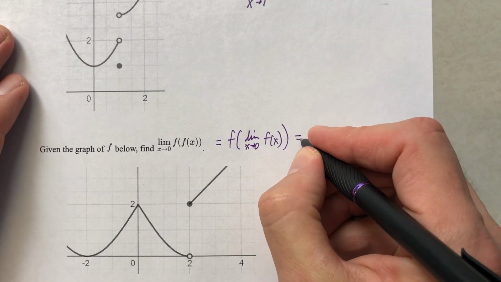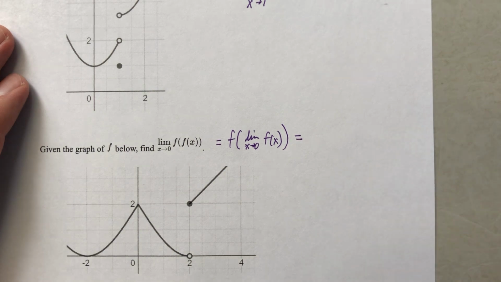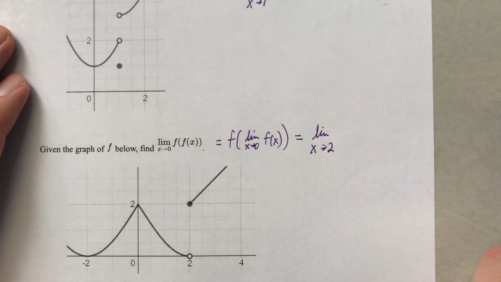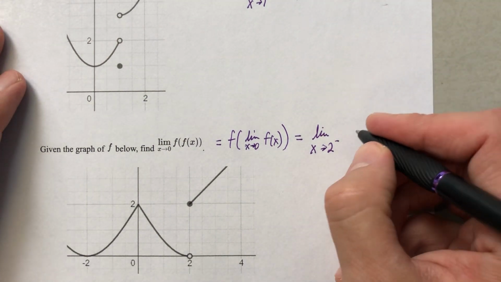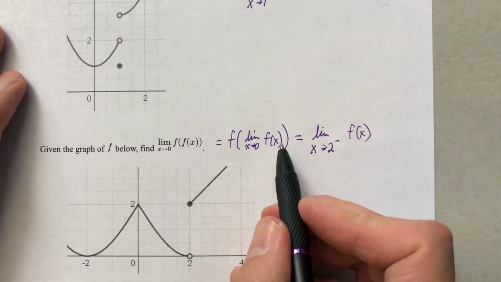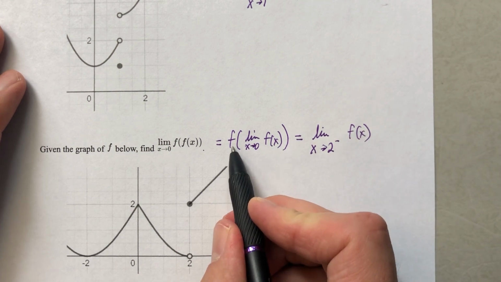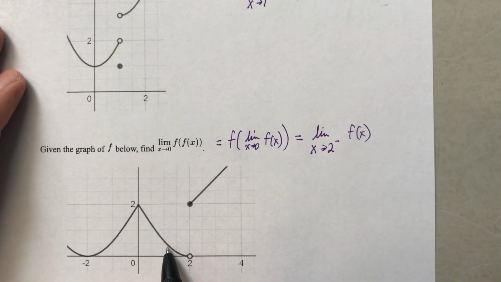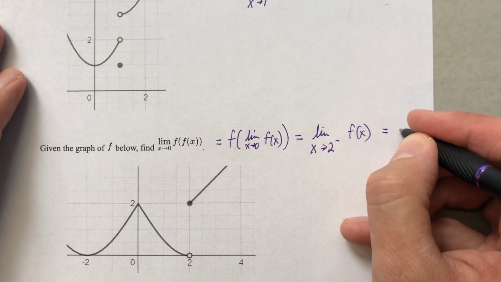So what we really have is the limit as x approaches 2 from numbers less than 2 for f of x. It's not this f of x anymore, it's now that. So as we approach 2 from the left, the y value is 0. There we go.